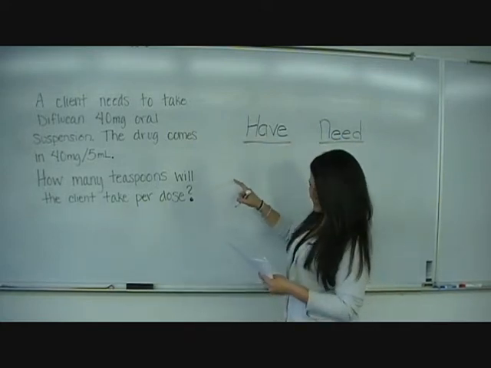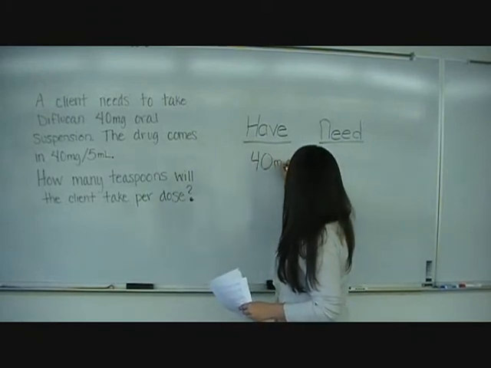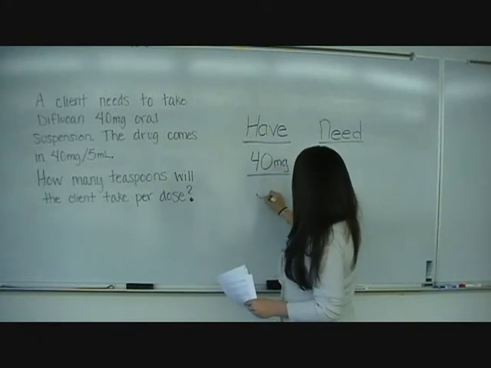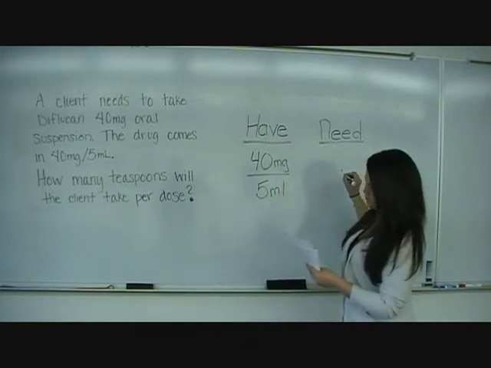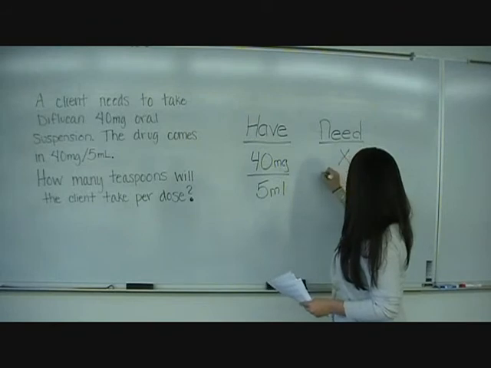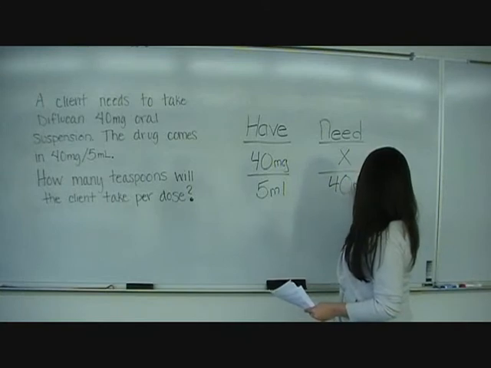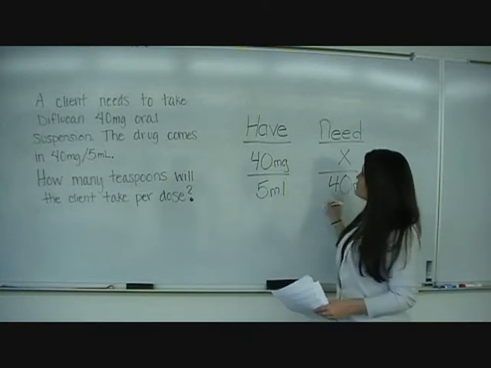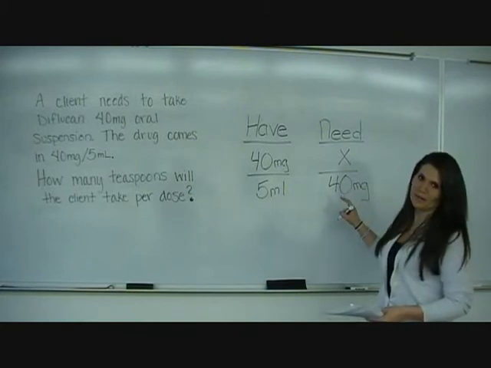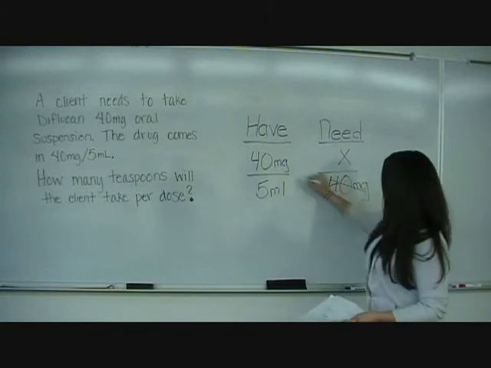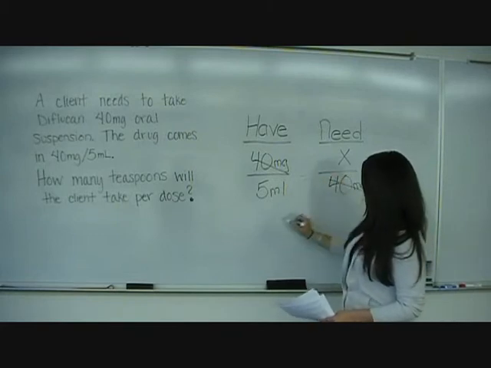What we have is 40 milligrams per 5 milliliters. And what we need is to figure out how many teaspoons for 40 milligrams. And when you have a problem like this, and you have the option to cancel out, you should do that before you continue, because 40 milligrams and 40 milligrams cancel each other out, leaving you with just this problem.